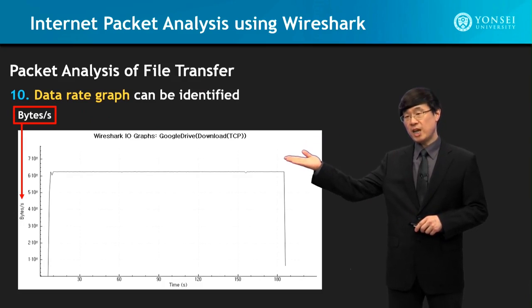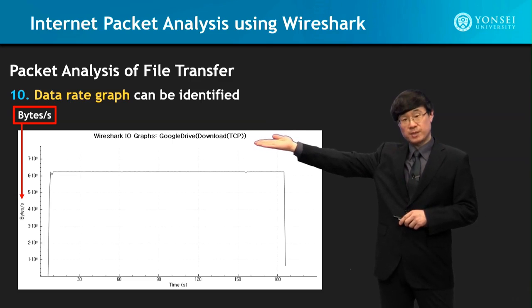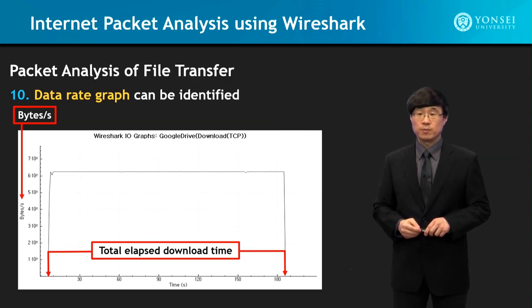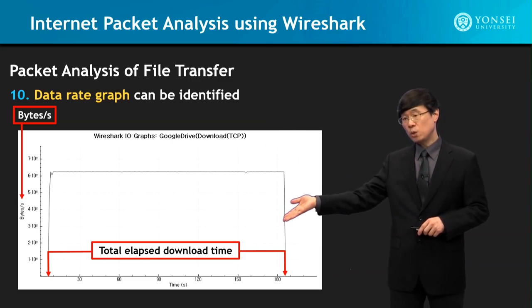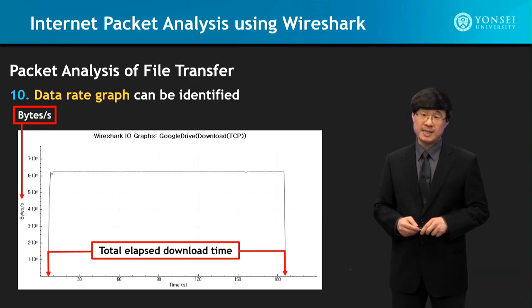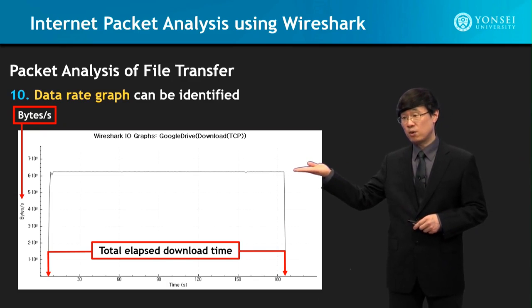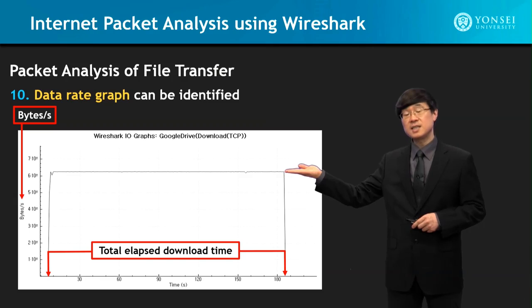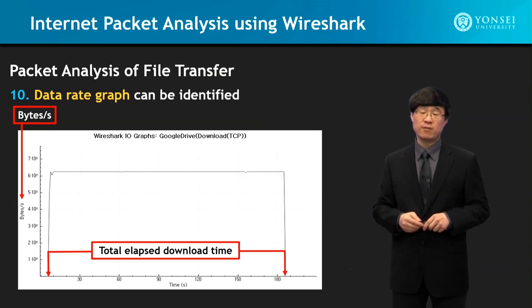Now, because you changed the y-axis option to bytes, you can see that it's in bytes per second. In addition, from the graph, you can see the total elapsed download time, which is approximately 180 seconds, about 3 minutes. You can also see that right at this level is the average data rate that was actually used to send the file to us.